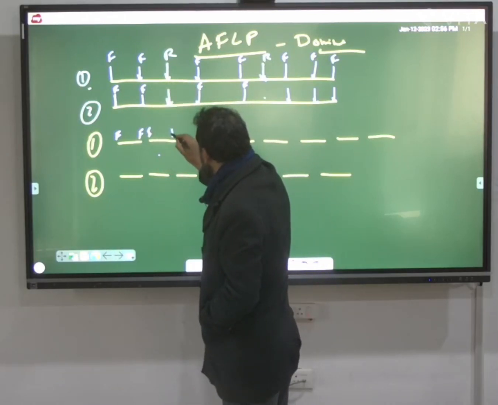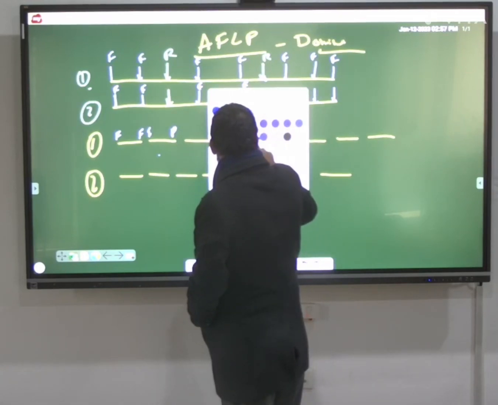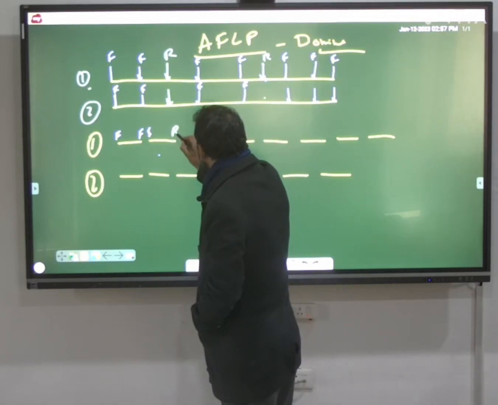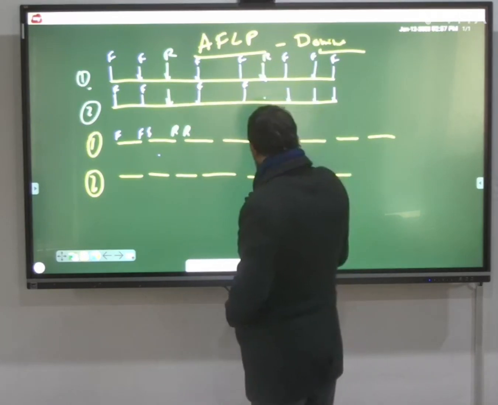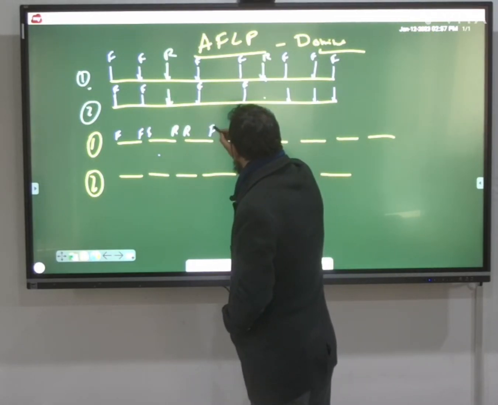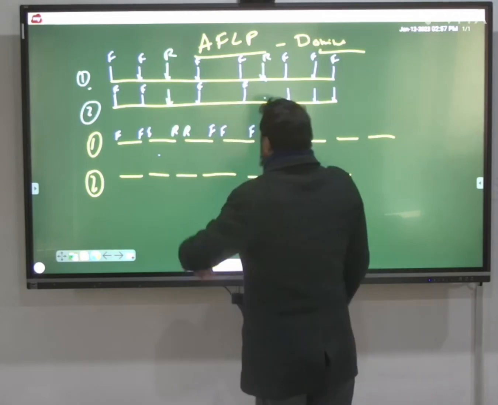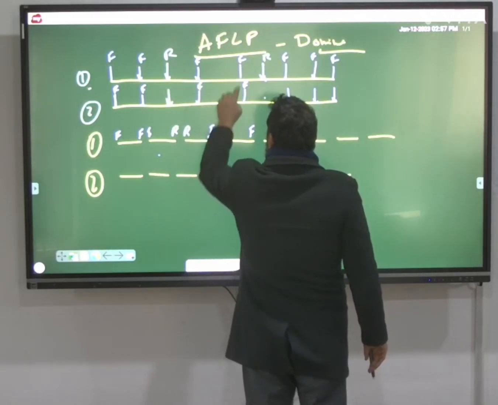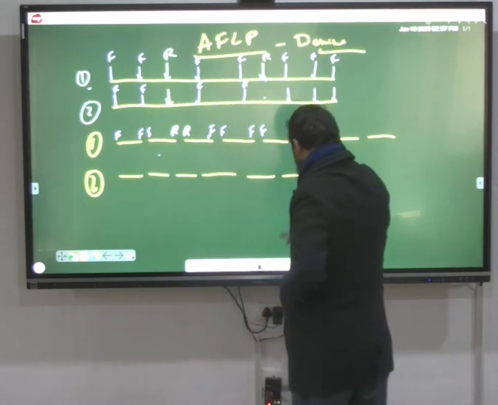Similarly, here you will have a rare cutter. Here there will be a rare cutter, and here also a rare cutter. Okay, this end. Now you have a frequent cutter. Okay, now this end is a frequent cutter. So this end, then this end, then this end, then this end. Then you have a frequent cutter here, and now you will have a rare cutter here.